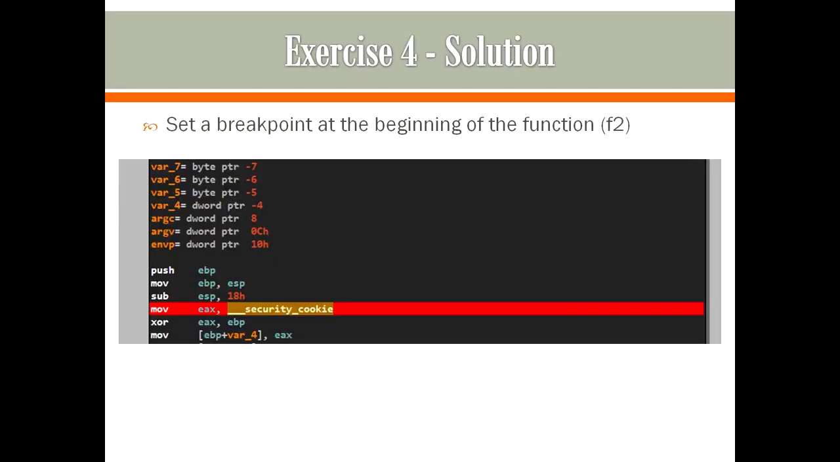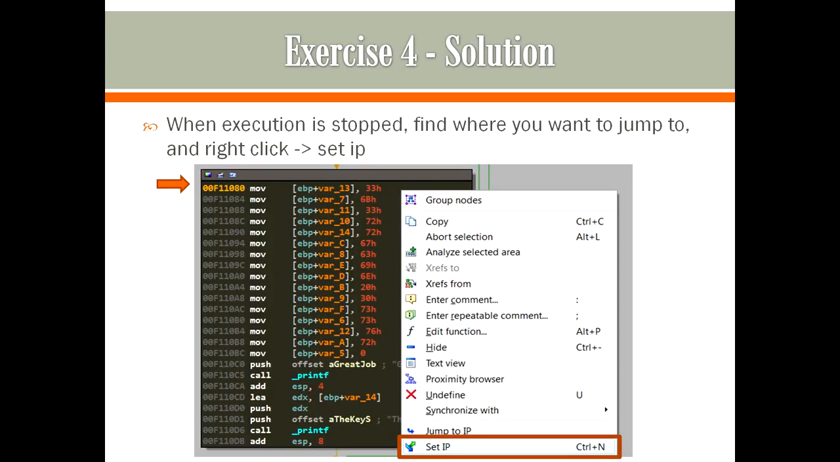To solve this exercise, set a breakpoint at the beginning of the main function. When you hit the breakpoint, find where you want to jump to, right-click, and then select Set IP. This will assign your instruction pointer to execute the next instruction, which will then lead you to displaying the key.